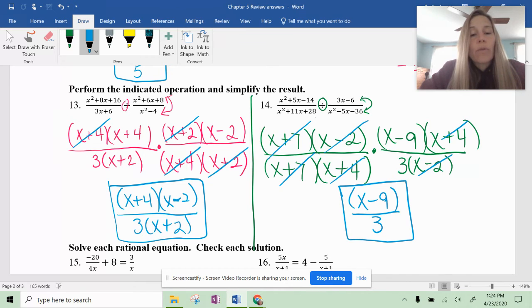Okay, so now we're going to move on to solving the rational equations. And remember, there was two methods we did for that. So you can do the cross-multiplying method if you only have two different denominators. If you have three different denominators, then you're going to have to do the LCD method.